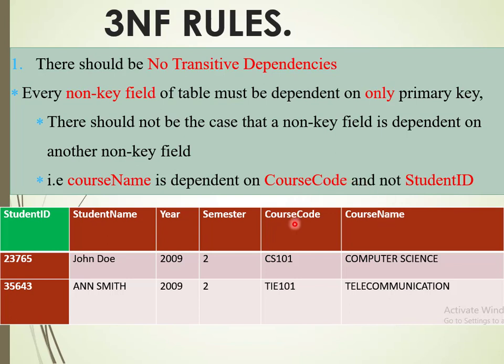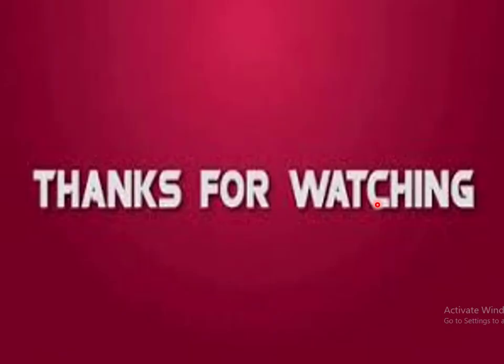Course name is dependent on the course code, and the course code is the one that is now dependent on the student ID. So that means course name is transitively dependent on the student ID. However, course name is functionally dependent on the course code. So whenever you see such a scenario where we have transitive dependency, that means the relation is not in the 3NF form. In the next series, we are going to see the steps that are supposed to be undertaken to ensure that the relation qualifies to be in the 3NF.